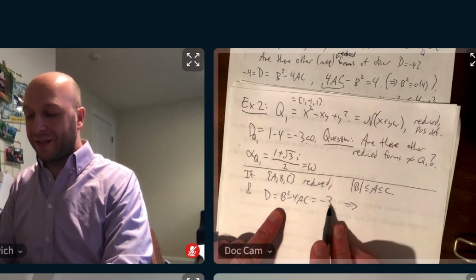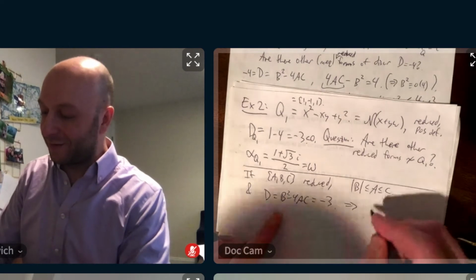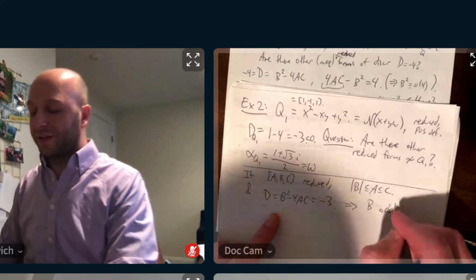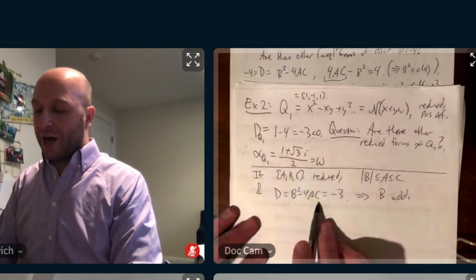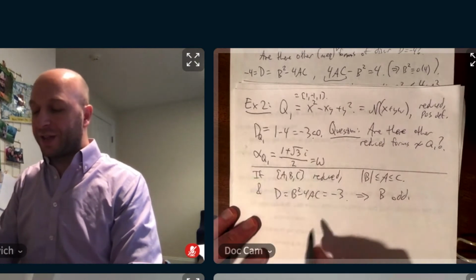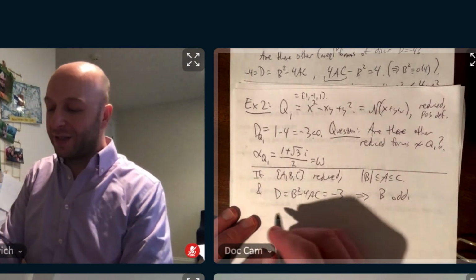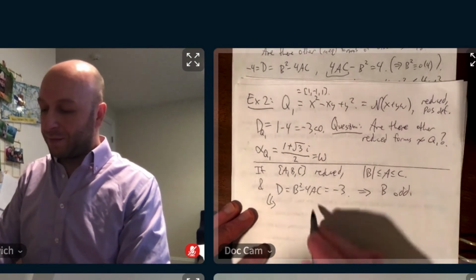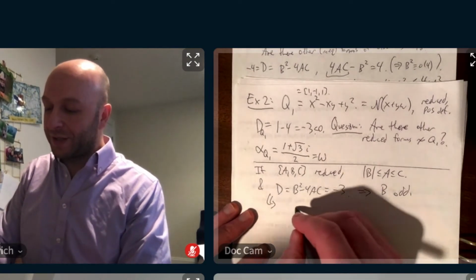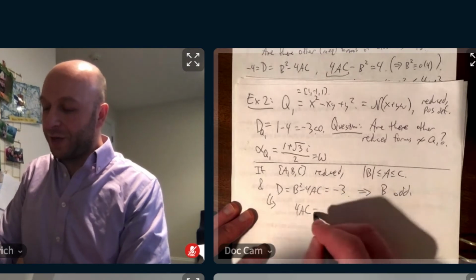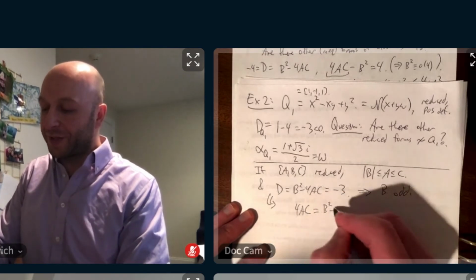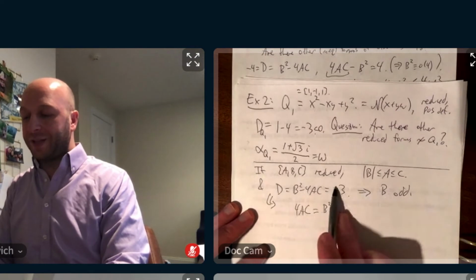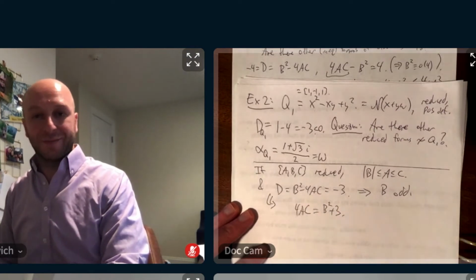This is even, this is odd, B had better be odd. B is odd. Good, that'll spare us a little bit of time. Let's move this and this to the other side, just to make everything positive. This tells us that, I'll move the 4AC to one side. 4AC is equal to B squared plus 3. I moved 4AC to that side, I moved the 3 to the other side.